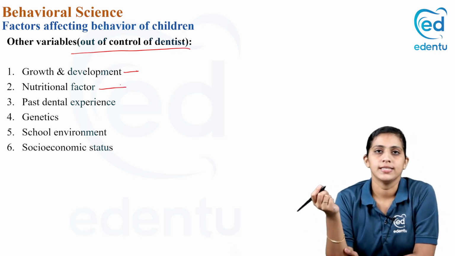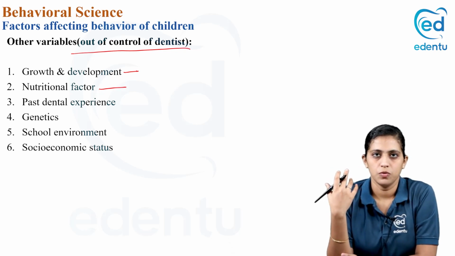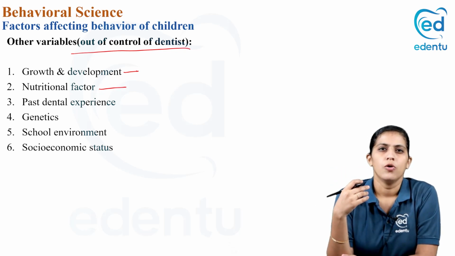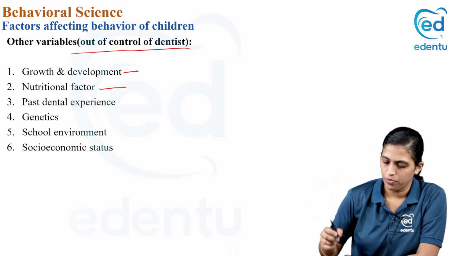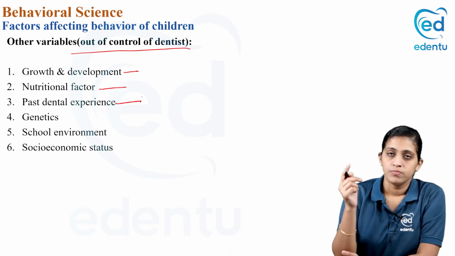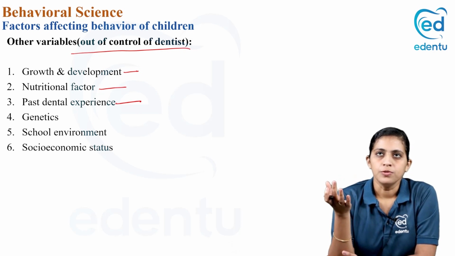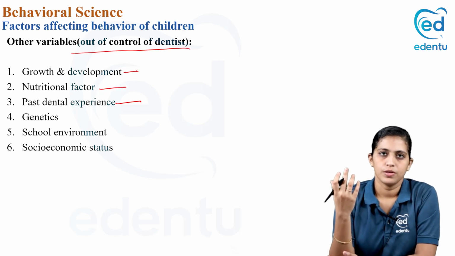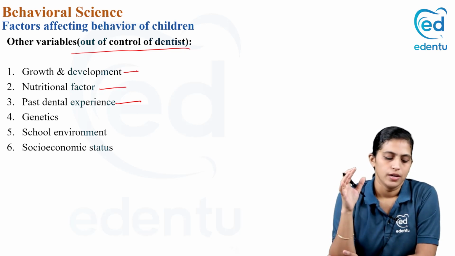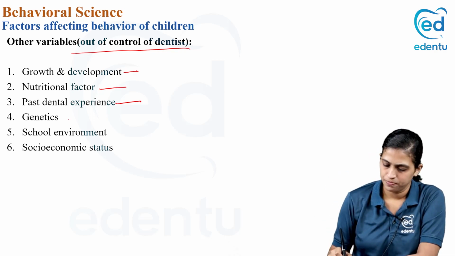Next is past dental experience. If the child has had an unpleasant past dental experience or hospitalization or surgical intervention, sickness, etc., the child will obviously be uncooperative. Next is genetics. Genetics play an important role. Also, the environment around, or the society around, influences or modifies this genetics.